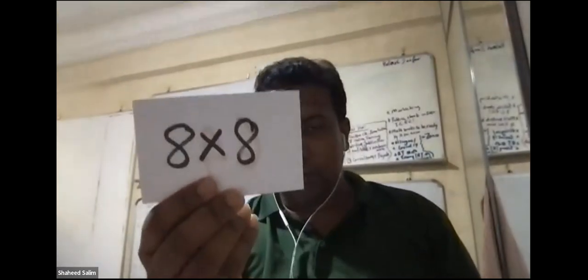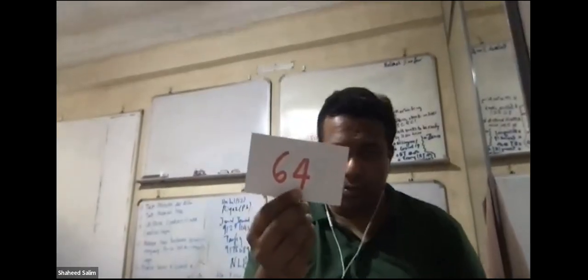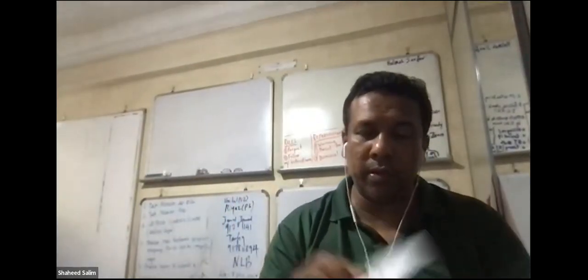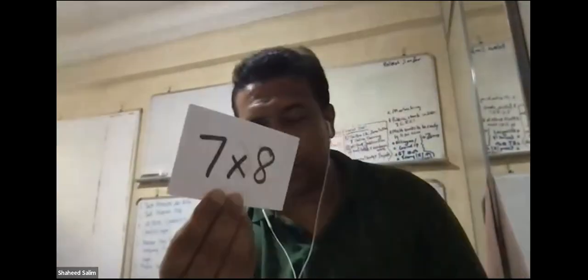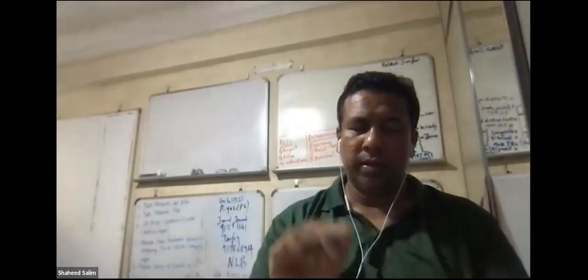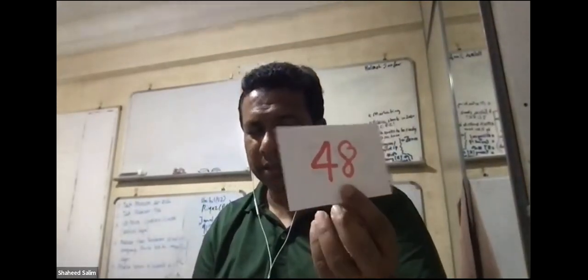Next one. 8 times 8, 64. Okay. 6 times 6, 36. 7 times 8, 56. Okay. 6 times 9, 54. 8 times 9, 72. And the next one is 6 times 8, 48. Okay, you have all the answers there?